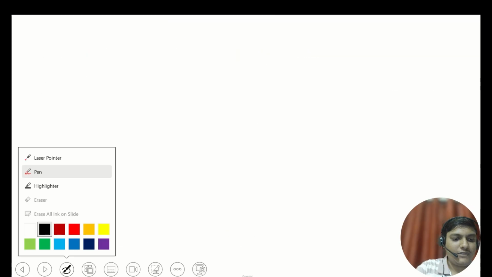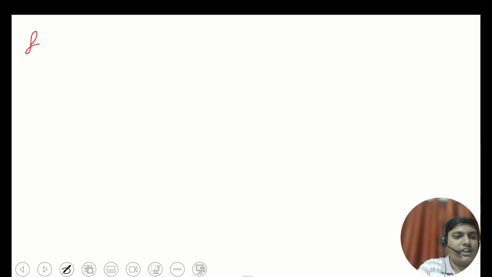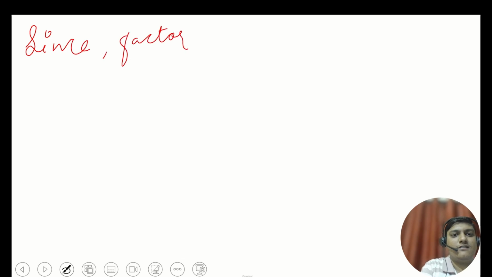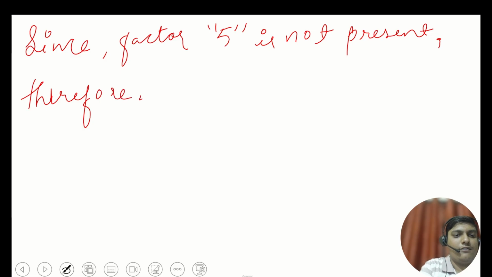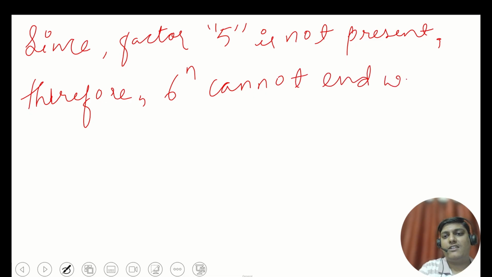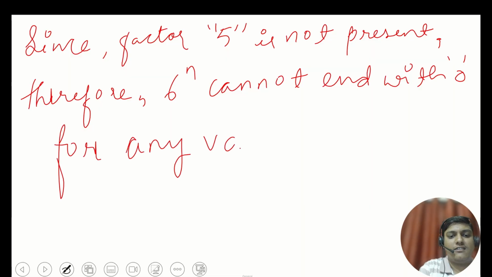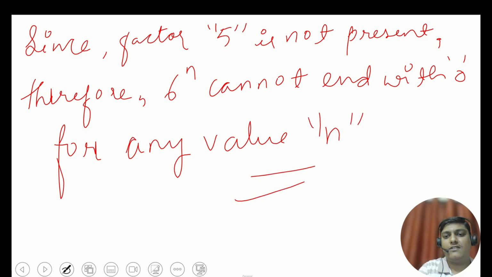So let me write that. Since factor 5 is not present, therefore 6 power n cannot end with 0 for any value of n. So this is the answer. Okay, I hope this is clear.